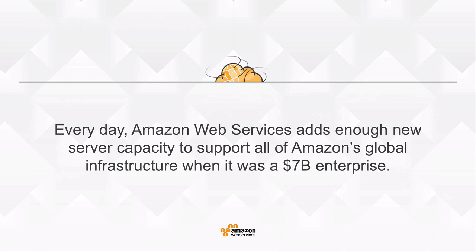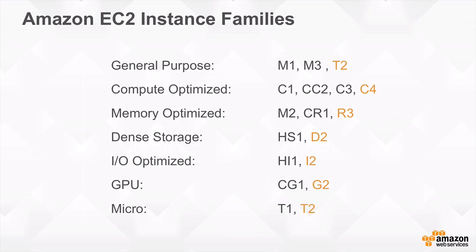And this growth continues. You may have seen this statistic before, but every day AWS adds enough new server capacity to support all of Amazon's global infrastructure when it was a $7 billion enterprise. So it continues to be a service which is growing extremely fast. And one of the reasons for that is we have a broad selection of instance types today that allows you to satisfy the resource needs for a diverse range of different workloads. And what we do here is we essentially optimize around particular resource types, with the exception of the general purpose and micro instances, which provide balanced amounts of CPU and memory. The other families that you can see here are optimized around more provision of a specific resource.